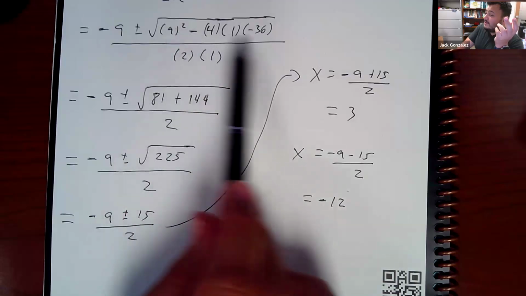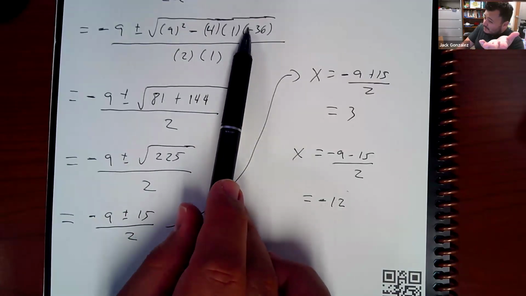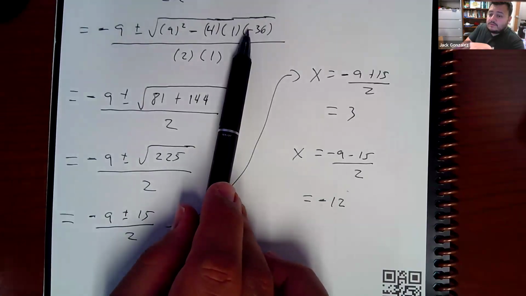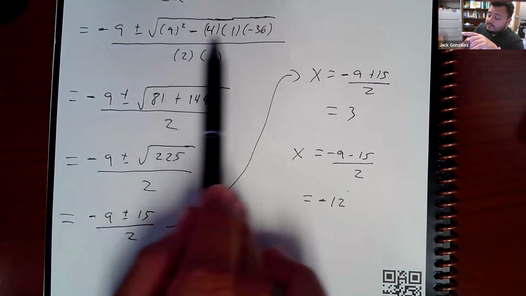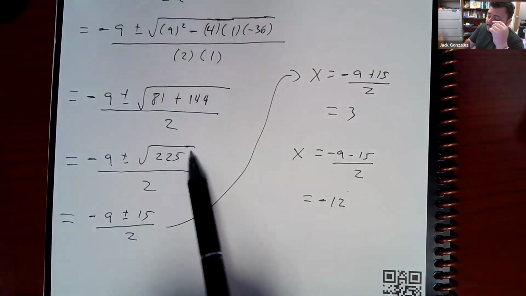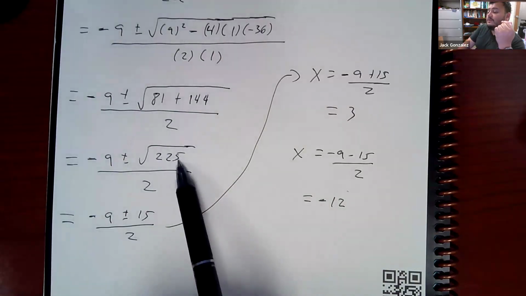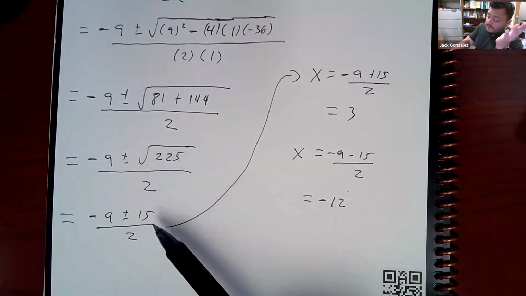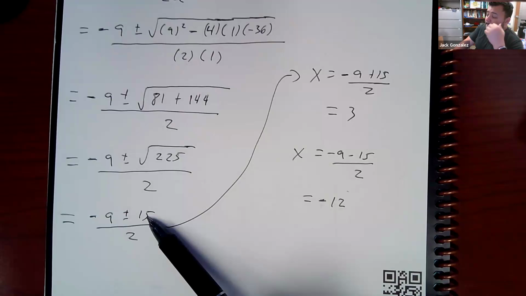You could do that on your calculator, but you're going to get a decimal most of the time, and they usually want exact answers. So you want to simplify and then see if you get something that you can reduce. If you get lucky like we did, this turns into a whole number and we're good.